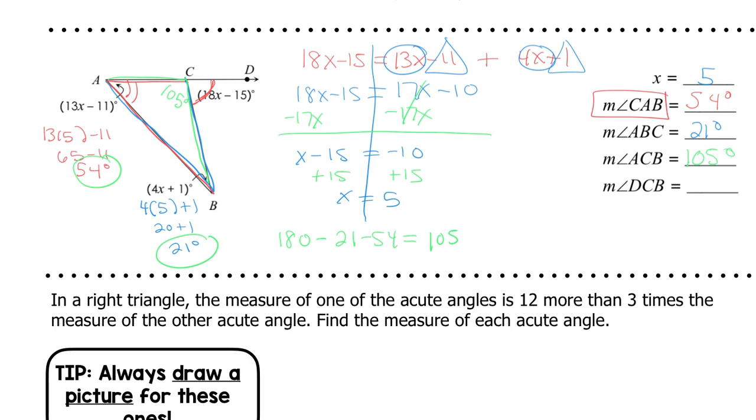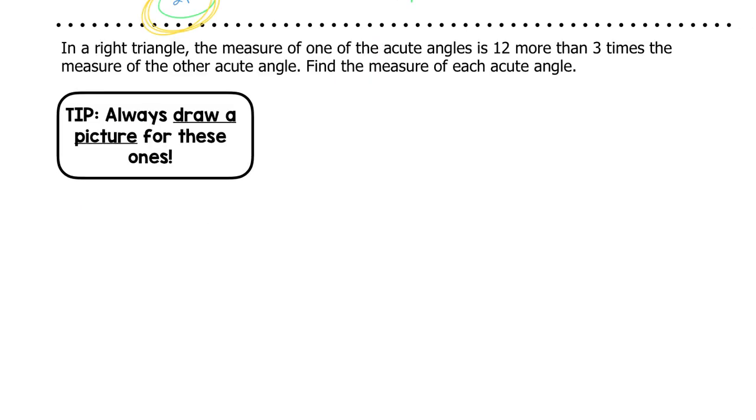And then we have DCB, which is our exterior angle. So there's two ways you can do this. You could plug in 5 in for x and solve, or you could add up your two non-adjacent angles. So 54 plus 21 would equal 75 degrees. So just to prove it, 18 times 5 is 90. And 90 take away 15, 75. Okay? All right, so now we're on to our very, very last example here.